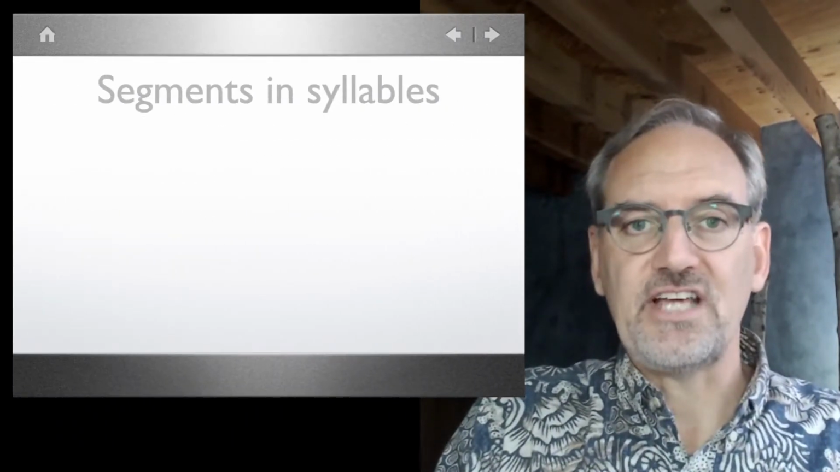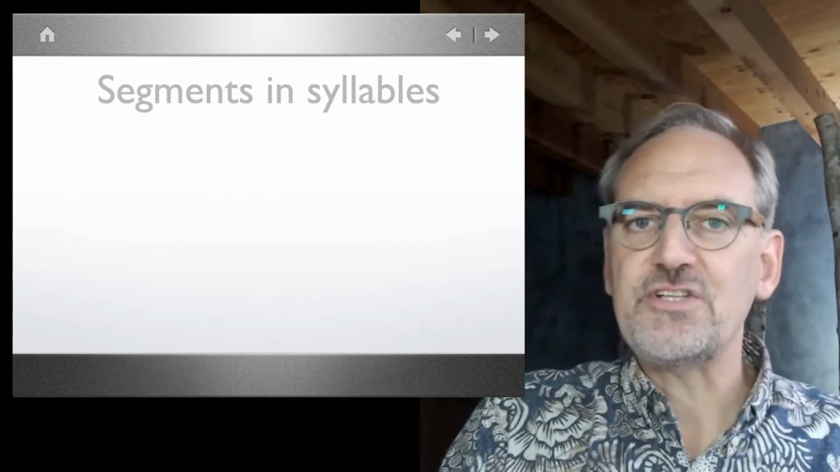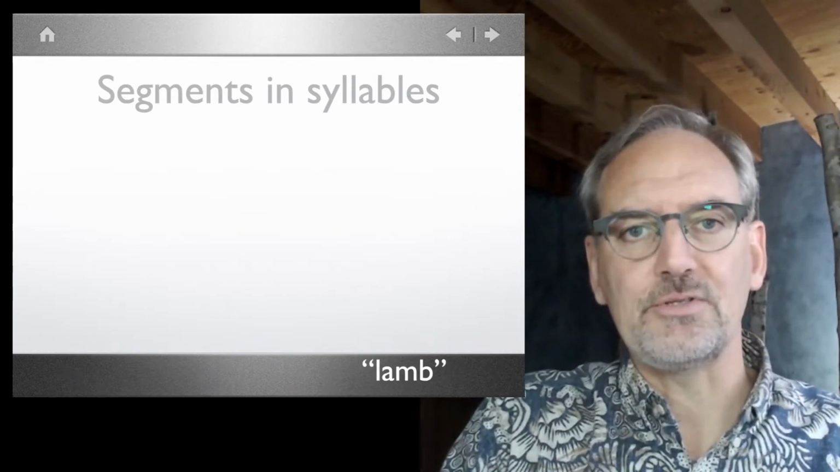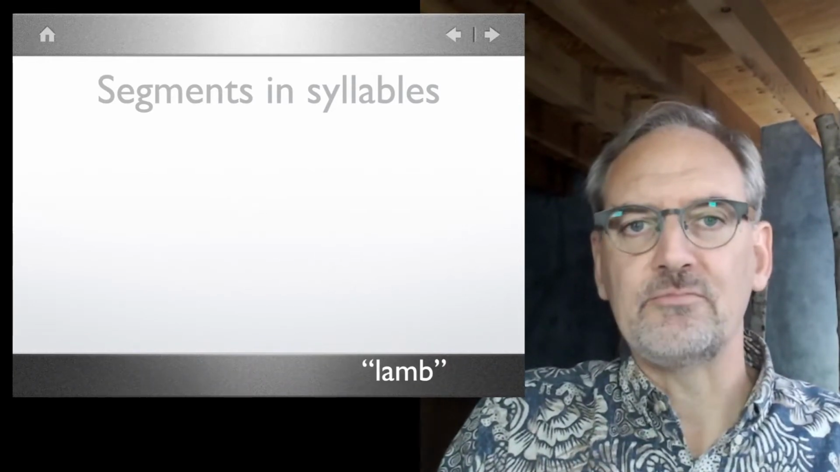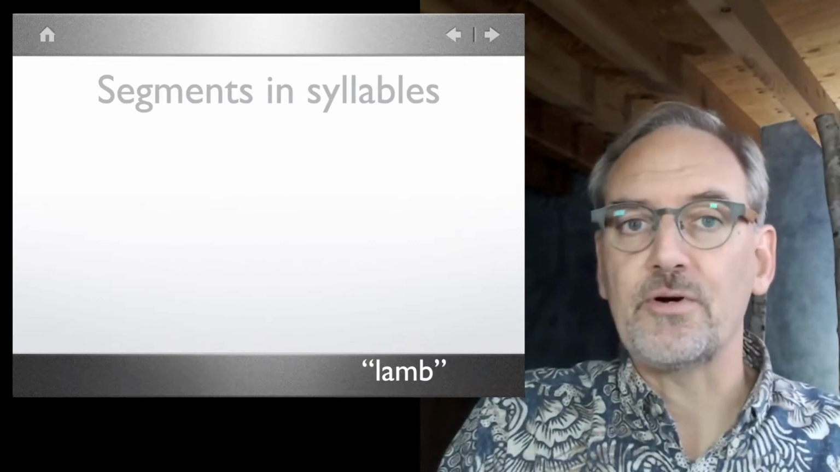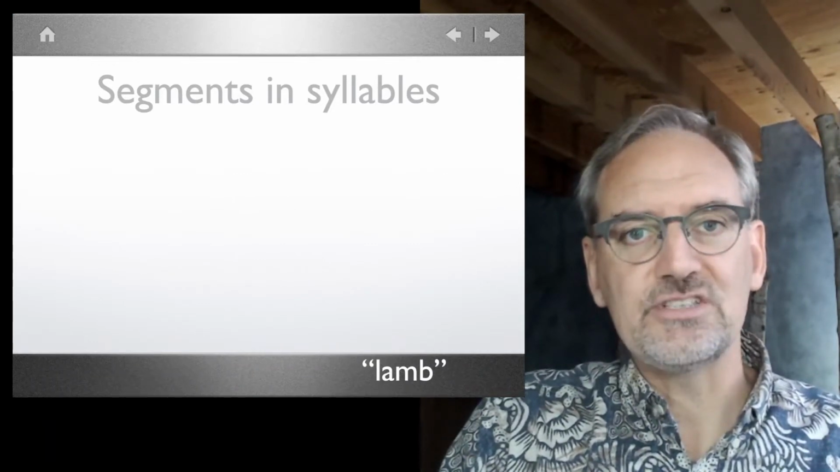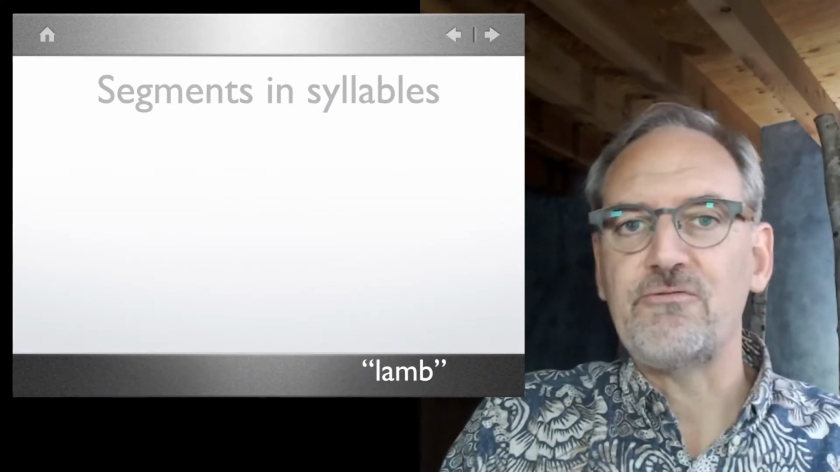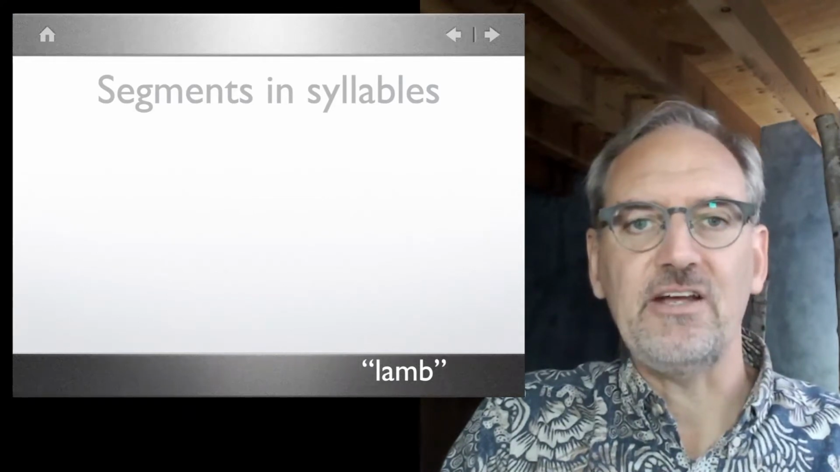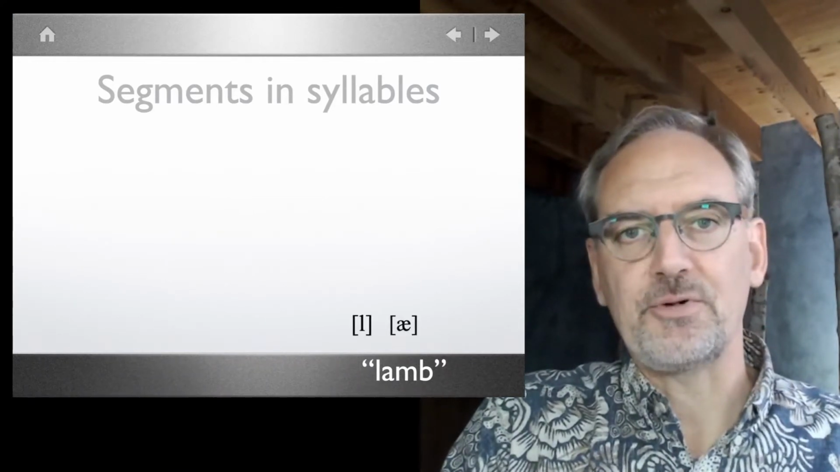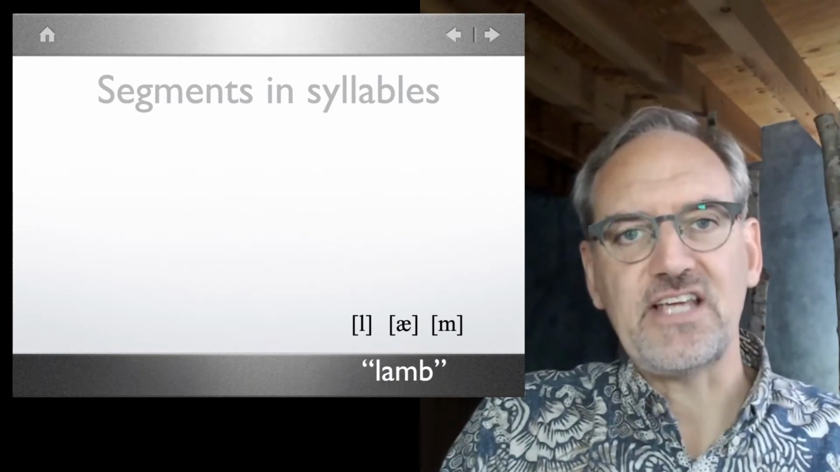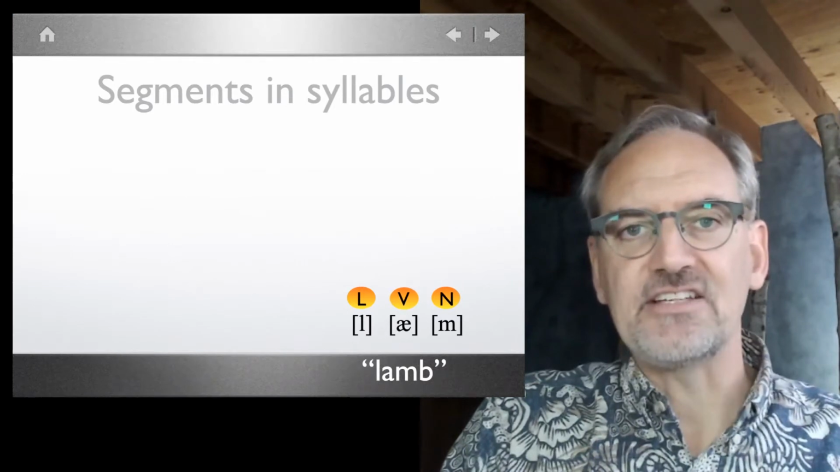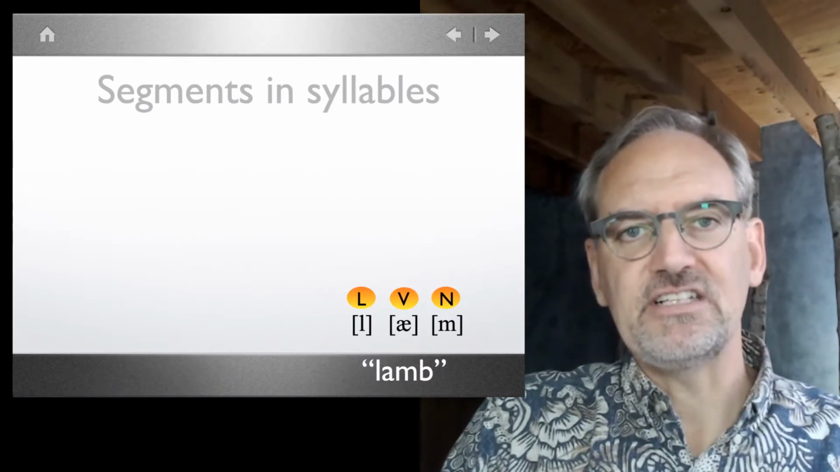So let's look at some segments in syllables. And we saw this briefly last week. I want to do it in much more detail this week with several examples. So take the word lamb, for example. It's important to remember we are interested in the sounds, not the spelling. So although the word lamb is spelled with four letters, L-A-M-B, there is no b in the pronunciation. It's really just three segments, l, a, m. Right? The l is a liquid, the a is a vowel, and the m is a nasal.